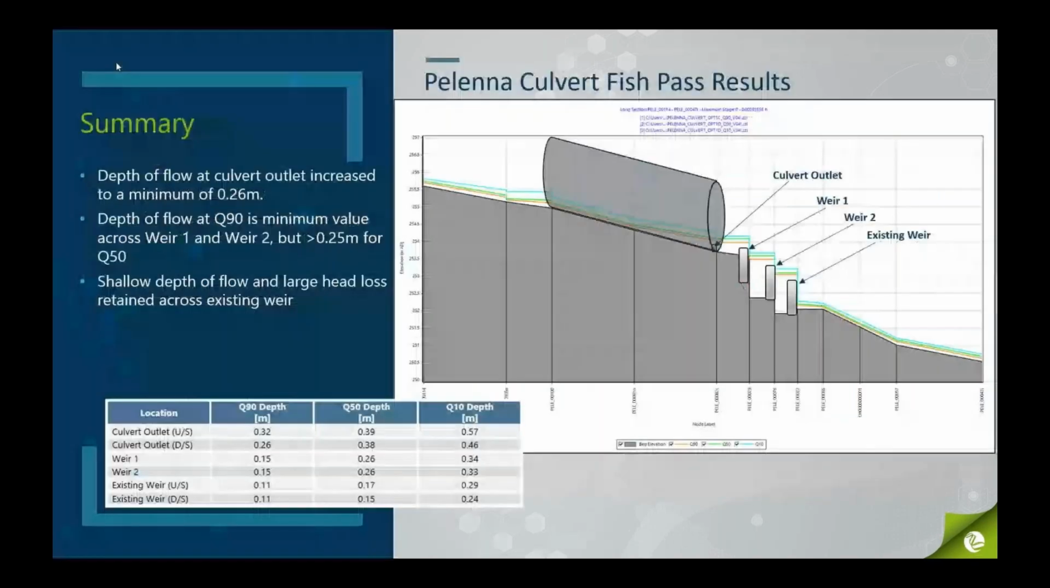So these are the results of that. We can see that the minimum depth of flow at the culvert outlet is now increased to 0.26 meters in the Q90, and across each of the weirs that we've added as part of the fish pass design, that minimum depth of flow is now 0.15 meters in the Q90. That is probably the minimum depth of flow you'd want for fish passage, but it increases quite a lot to 0.26 meters in the Q50, which is much more acceptable. We do still have that head loss across the existing weir because we've not changed anything there.